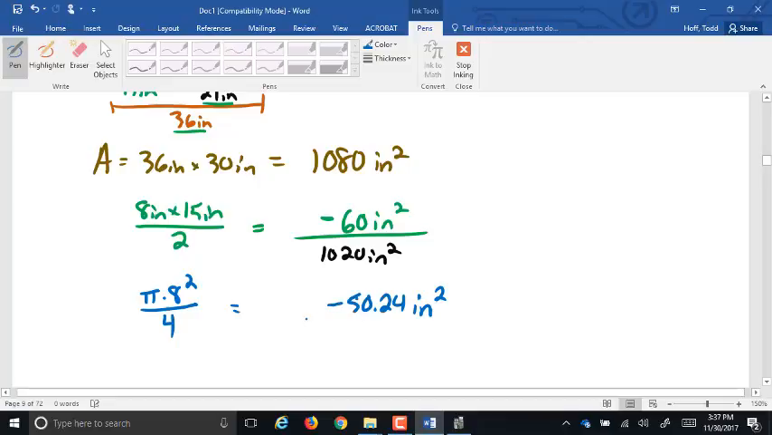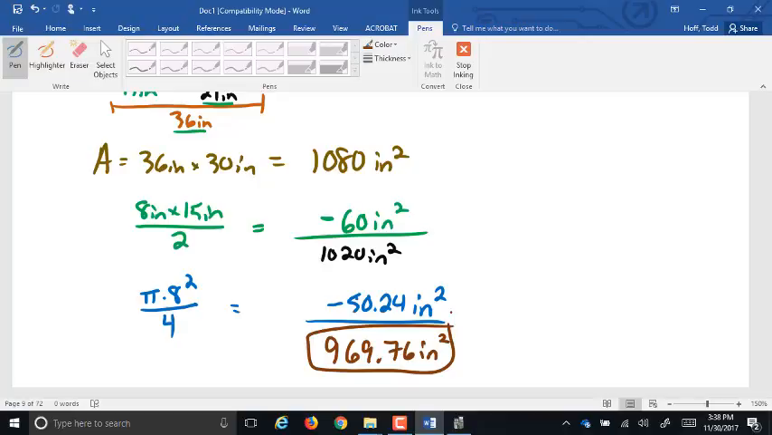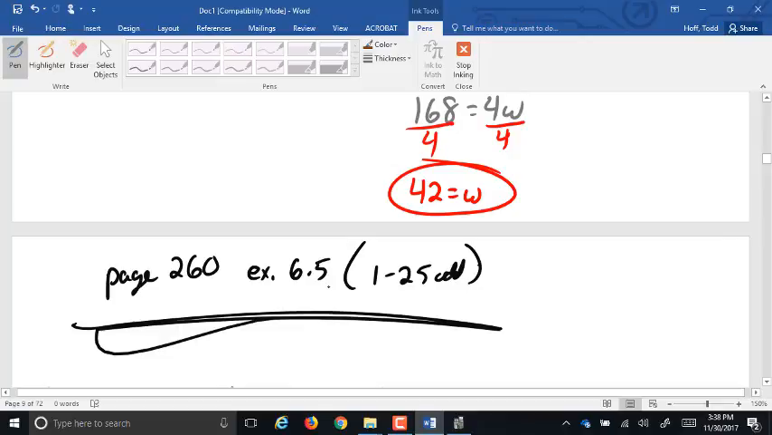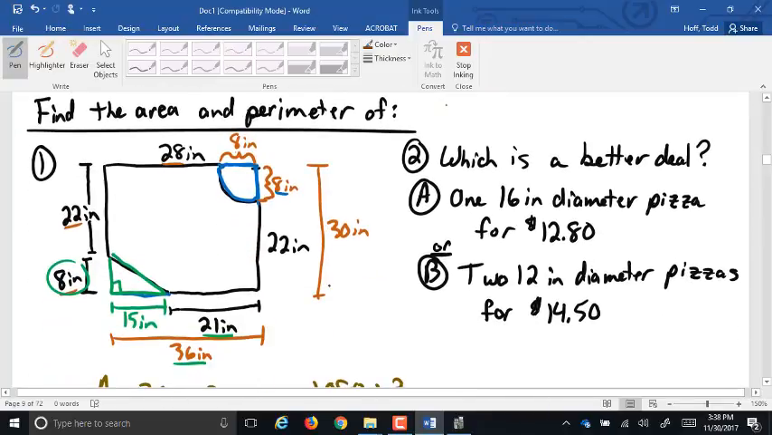So we have to subtract that 50.24 off of 1,020, which is going to give us 969.76 inches squared. Did anybody get that for area? A few of you. Good. Now then we need to find the perimeter we were asked to find for that. To find its perimeter, we're just adding together sides.